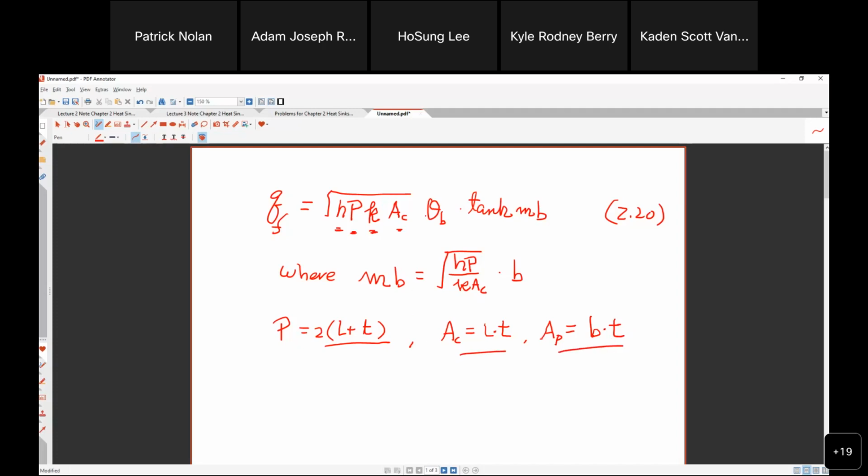Anyhow, the theta_b is not inside the root. Don't confuse. What is theta_b? Anyone, in terms of symbols? Temperature of the base minus temperature of the ambient. Ambient. Yes, thank you. That's the theta_b.